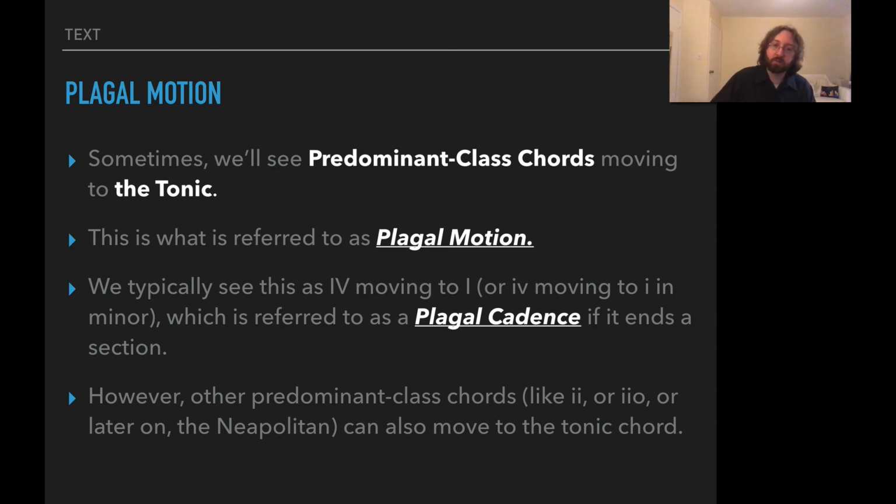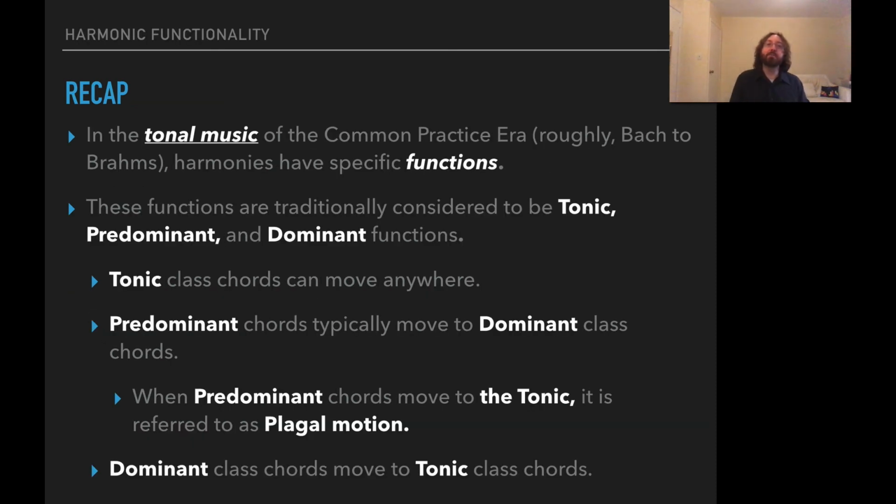That's very nice indeed. So to recap, in the tonal music of the common practice era, again roughly Bach to Brahms, harmonies have specific functions. These functions are traditionally considered to be tonic, predominant, and dominant functions, with tonic function chords moving anywhere, predominant chords typically moving to the dominant, and when they don't, they move to the tonic as part of plagal motion, and dominant class chords build up the tension so that we want to move back to our tonic class chords.